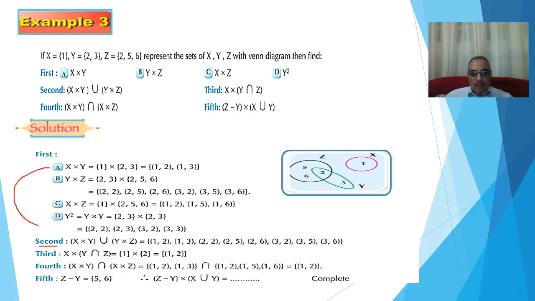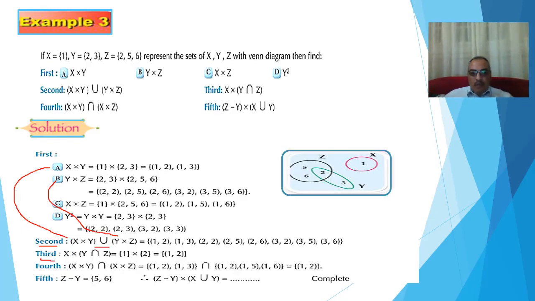We make X product Y and Y product Z. We need to find the union. Union, I mean all elements of the first together with the second. Ordered pairs (1, 2), (1, 3), (2, 2), (2, 5), and so on.